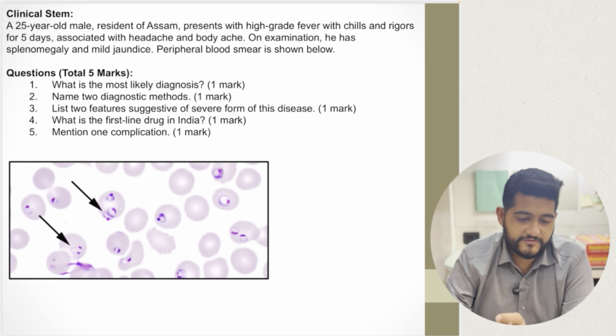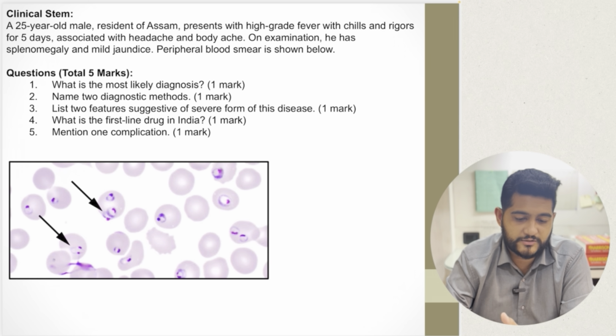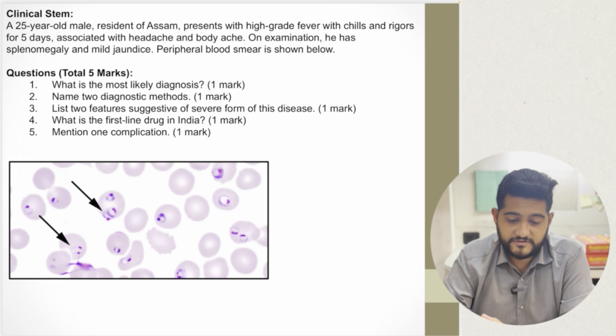Another one, a 25-year-old male, a resident of Assam, presents with high-grade fever with chills and rigor for 5 days, associated with headache and body ache. On examination, he has splenomegaly and mild jaundice. And PBS is shown below. What is the most likely diagnosis? 2 diagnostic methods, 2 features suggestive of severe form of disease, the first line drug in India, and mention 1 complication. I think again another spotter, very easy questions.